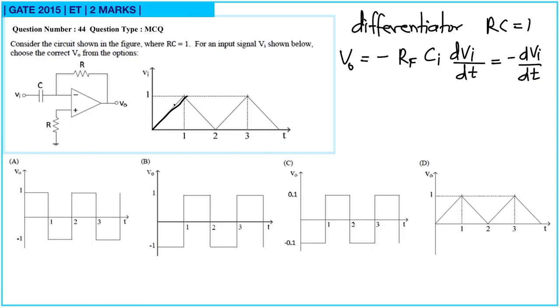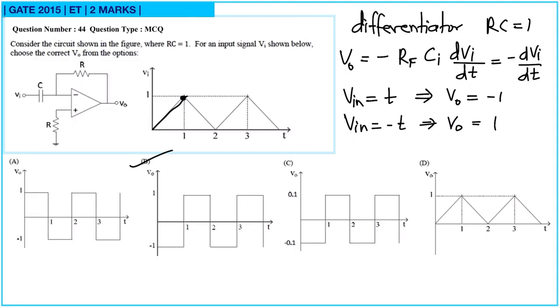So for this part, here V is directly proportional to T. So I can write Vin is equal to T, since this intercept is at 1 and this slope is 1. That means V0 is equal to minus 1, and when Vin is equal to minus T, that means V0 will be 1. So the option that is correctly matching it is option B.